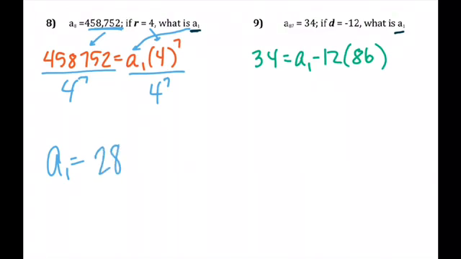28. Everybody agree with that? Okay. So if I stop and think, okay, if I took 28 and I multiplied it by 4, and I multiplied it by 4, and I multiplied it by 4, does it sound reasonable that I'd have a really big number, like 458,000, whatever? Okay. Sounds reasonable.